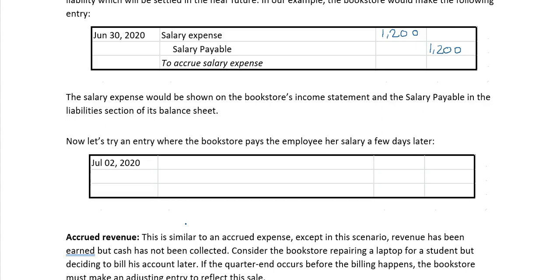So from June 30th, when we recorded this liability, to July 2nd, when we pay off this liability. Take a minute here and try this journal entry, and we will cover it in just a minute here in the same video.